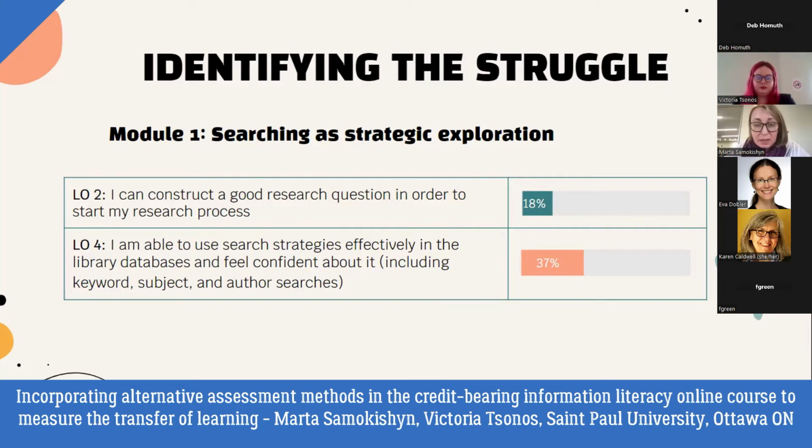I feel confident about it, including keyword, subject, and author searches. So we knew that students needed more practice with this specific learning outcome. And then for learning outcome 2, 18% of students had an issue. It was: I can construct a good research question in order to start my research process. So some of the students did struggle with this specific learning outcome.